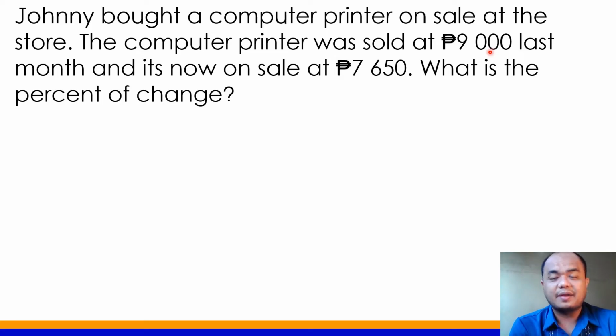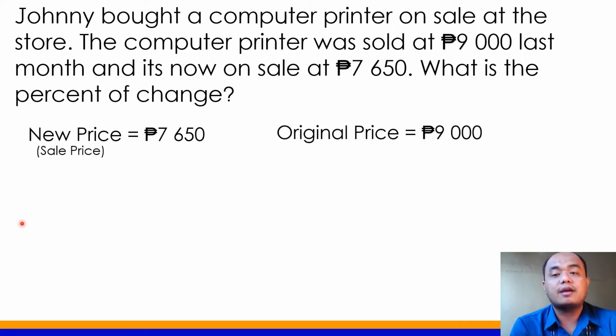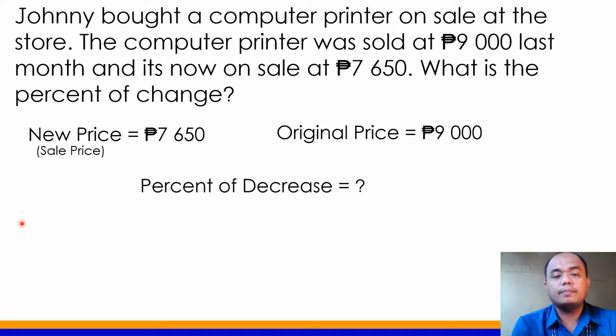Because it is on sale. Now, let us first identify the given data so we can solve the problem. Of course, our new price here is 7,650 pesos. Actually, class, you can also call this the sale price, because this is what you will pay since there is a sale, a discounted price. This is the new price of the computer printer. The original price given here is 9,000 pesos. So what will we solve? What is asked in the problem is the percent of decrease. How many percent did the price of the computer printer go down?